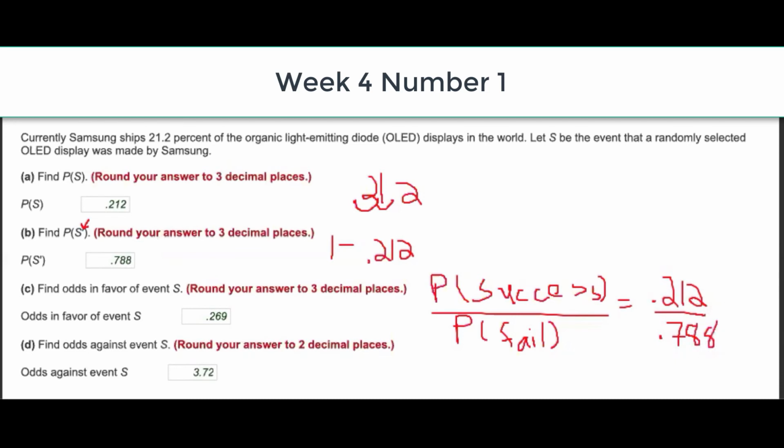There we go. Okay. Now, to find the odds against, I believe that we should just flip this, because now we want the probability basically in favor of the complement of S, right? So in order to find the odds against, you're just going to flip it over. So I would divide 0.788 by 0.269. So I hope that helps. Please let me know if you have any more questions.